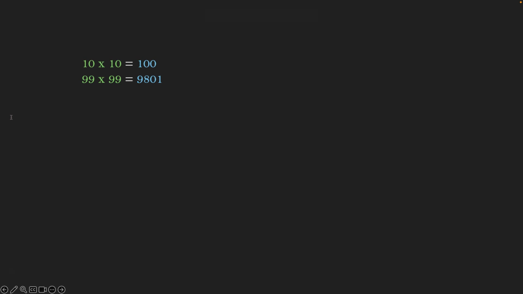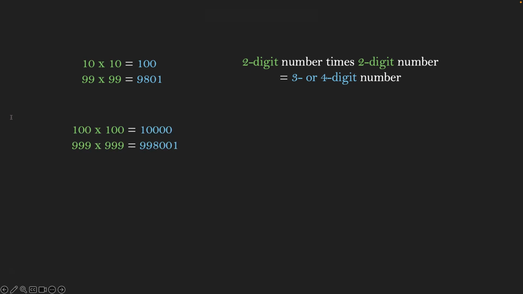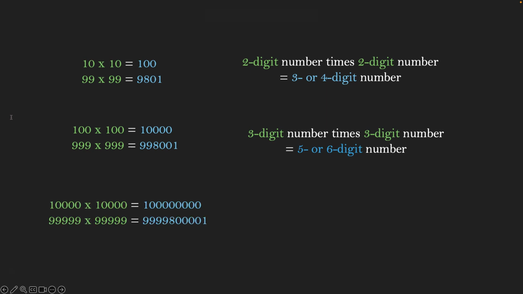To see that, let's start with the smallest 2-digit numbers and the largest 2-digit numbers. When we multiply these two together, we see that the result is either a 3-digit number or a 4-digit number. Similarly, when we choose a product of 3-digit numbers, the product is either a 5-digit number or a 6-digit number. And I do see a pattern here. Let's just confirm it with another experiment where we multiplied two 5-digit numbers, smallest and largest, and then we got the product as either a 9-digit number or a 10-digit number. Now do you see a pattern?